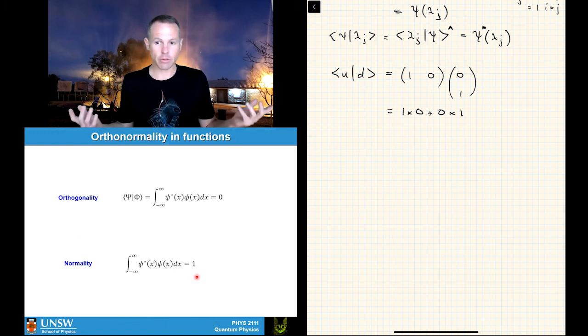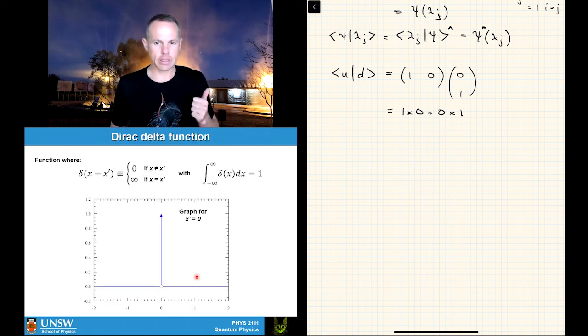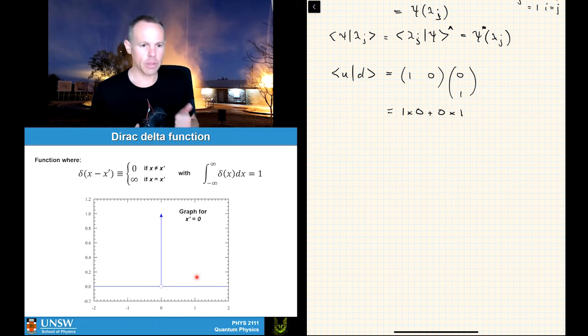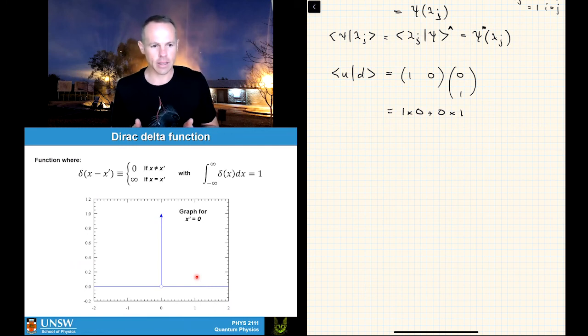Okay? So all we've done is just basically taken two relations that we had and extended them into a functional form. And then the last thing I want to deal with before the break is the Dirac delta function. This will be the first time you see it. I don't expect you to 100% understand this function today. It's one of those things that takes a little bit of time in quantum mechanics to get to grips with.